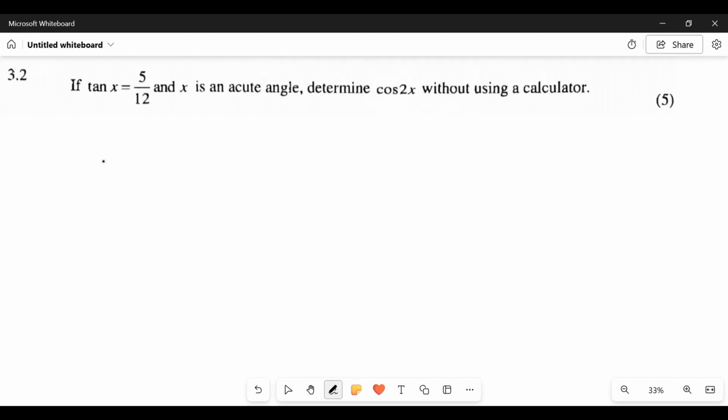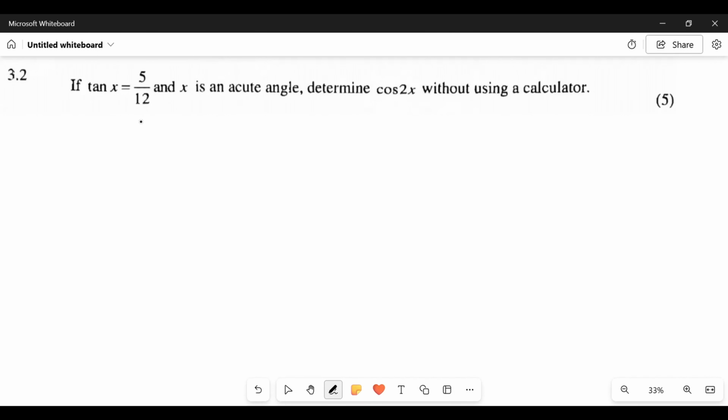Now, let's read the question and let's solve it. The question goes like this: if tan x equals 5/12 and x is an acute angle, determine cos 2x without using a calculator.